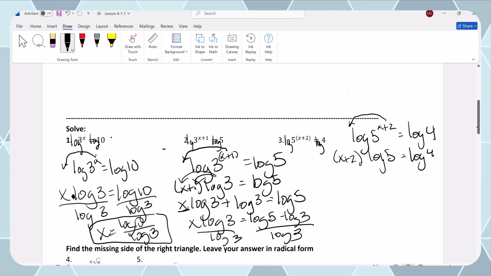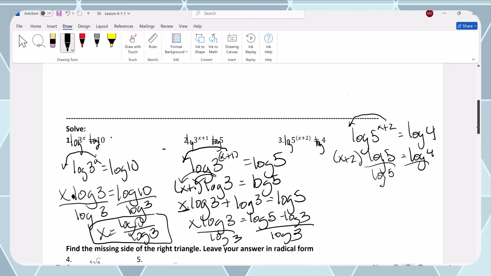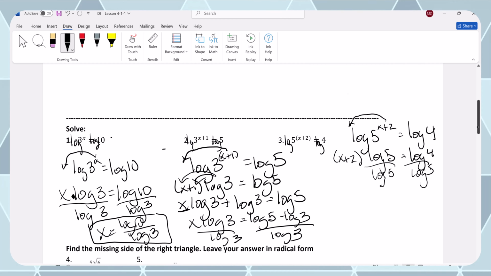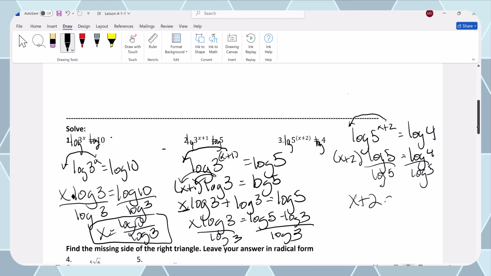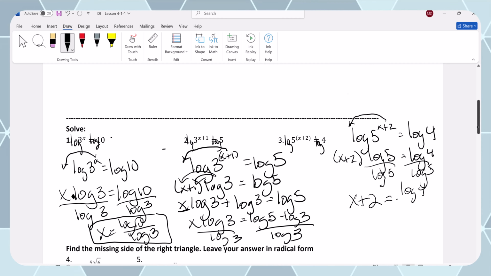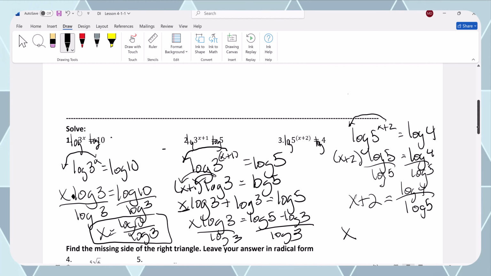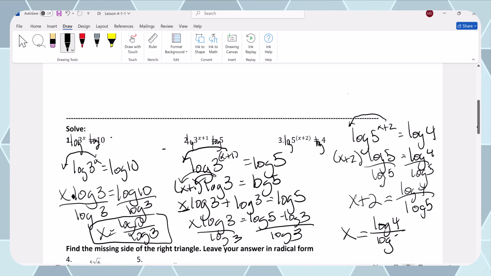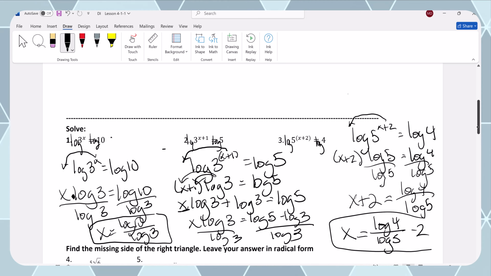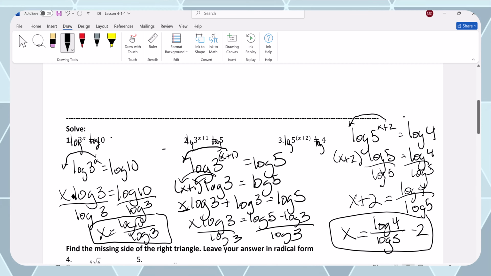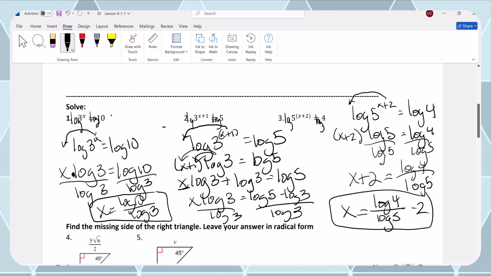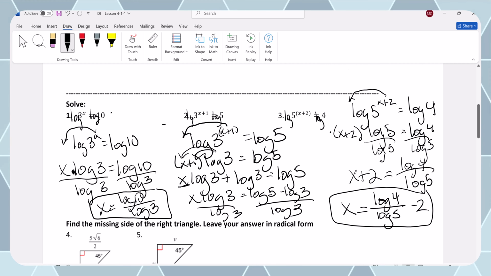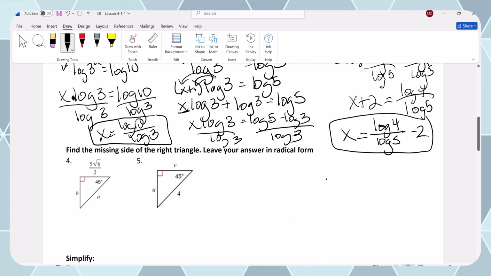Now, this one I'll just show it. You can divide both sides by log 5. And then subtract 2. Now, if the question asks you to find a decimal approximation, you would just enter those into your calculator.